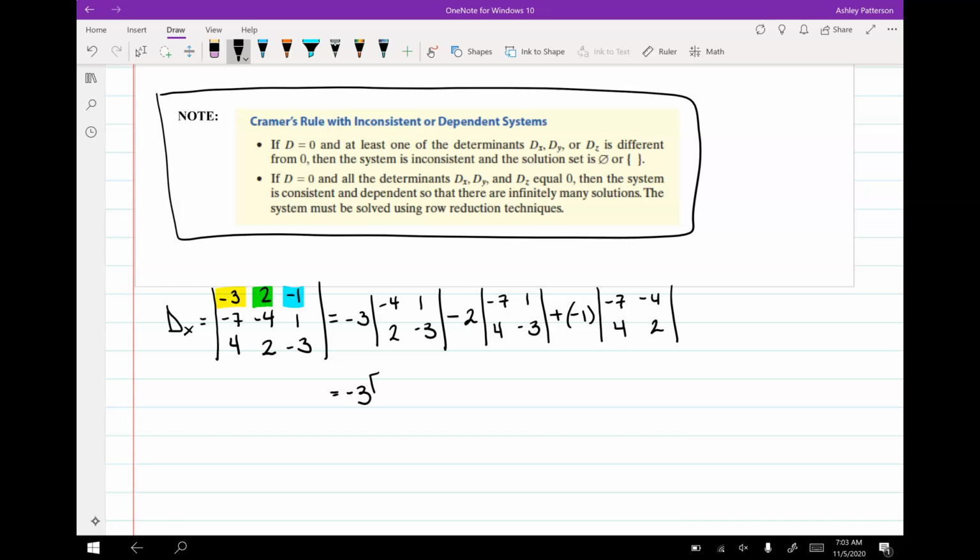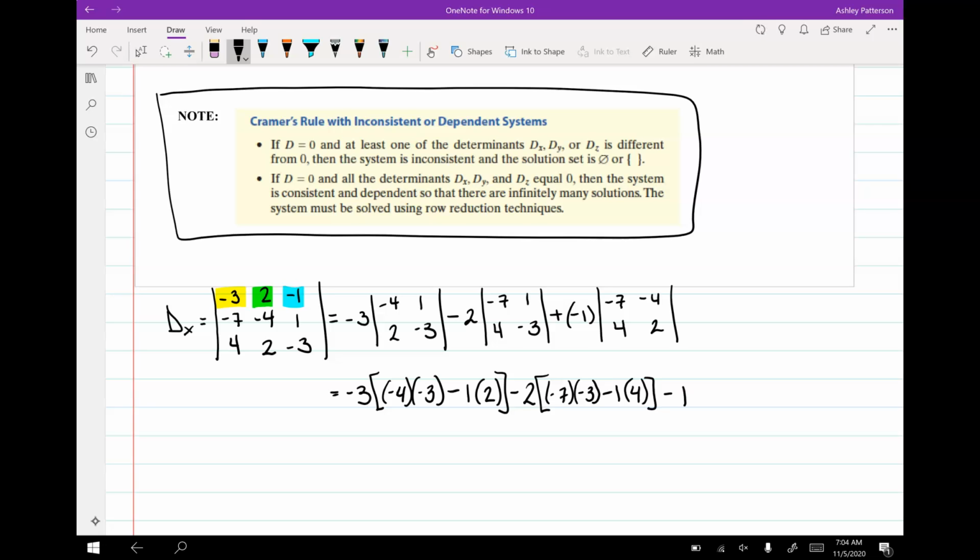So negative 3, top to bottom. So negative 4 times negative 3 minus 1 times 2. We're subtracting because we're just calculating the determinant of the 2 by 2. Okay. And then times negative 7 and negative 3 minus 1 times 4.